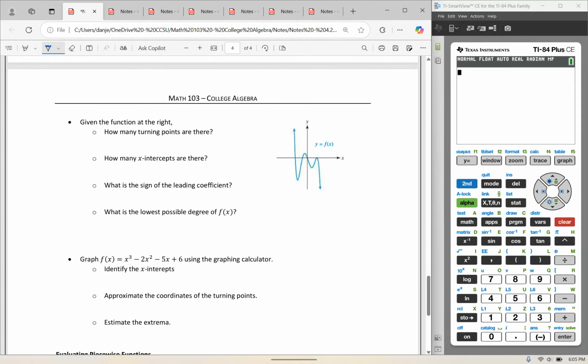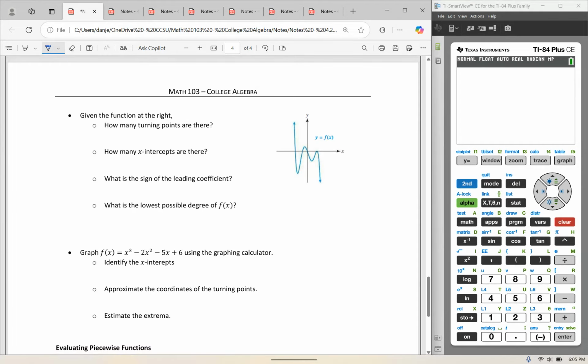If I look at a graph here, given the function at the right, how many turning points are there? There are 1, 2, 3, 4 turning points. How many x-intercepts are there? There are 1, 2, 3, 4, 5. Okay, that looks like it touches the x-axis. There are 5 x-intercepts. 1 is a double root. The sign of the leading coefficient I know is negative because the graph ends pointing down. The lowest possible degree, there are 5 x-intercepts, there are 4 turning points. The lowest possible degree of f of x is 5.